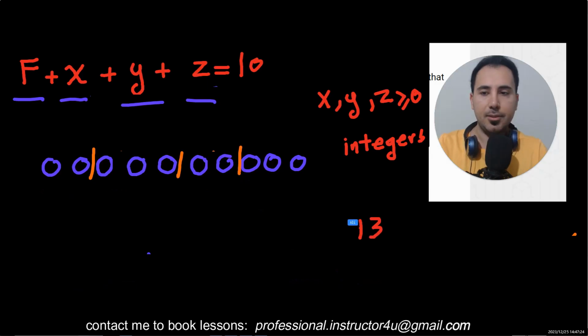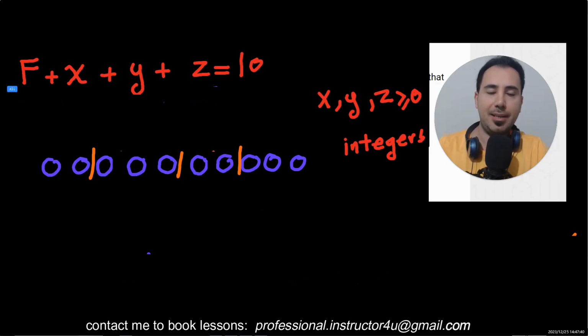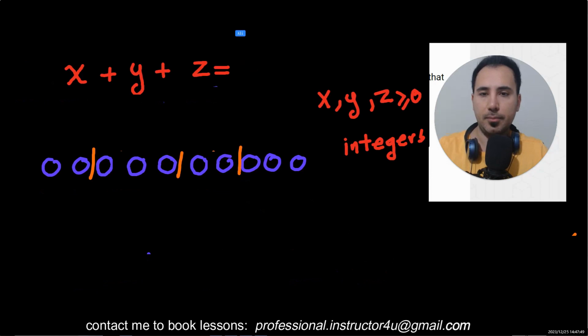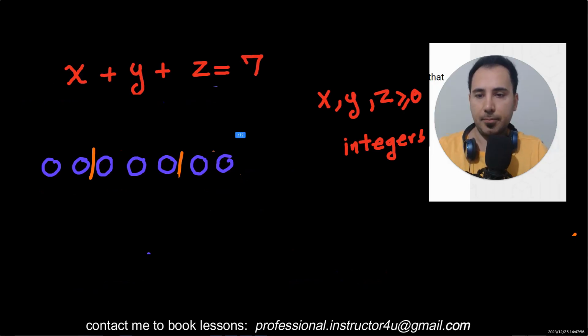Good. So how many of these do I have? The bars? 13 and 3. That's it. Now you have learned. Okay. There is one last thing to learn. But now what happens if I say X, Y, Z? I'm going to clean this and make this one 7. Okay. Now this will be the question again.